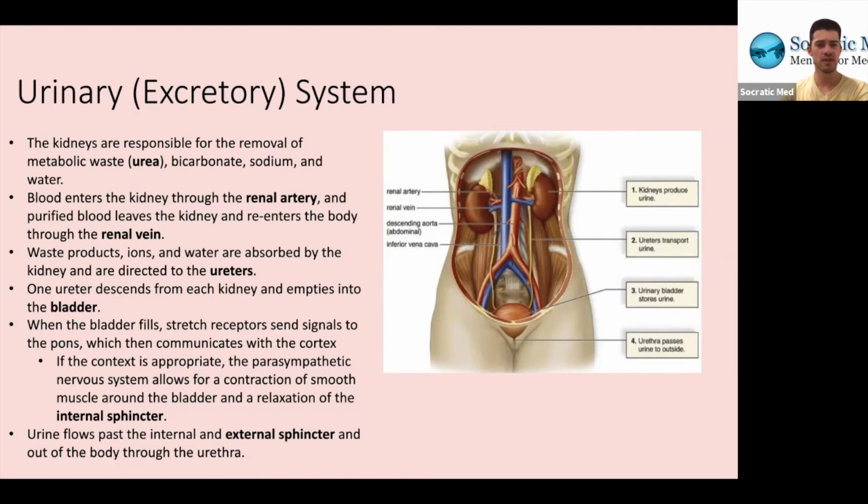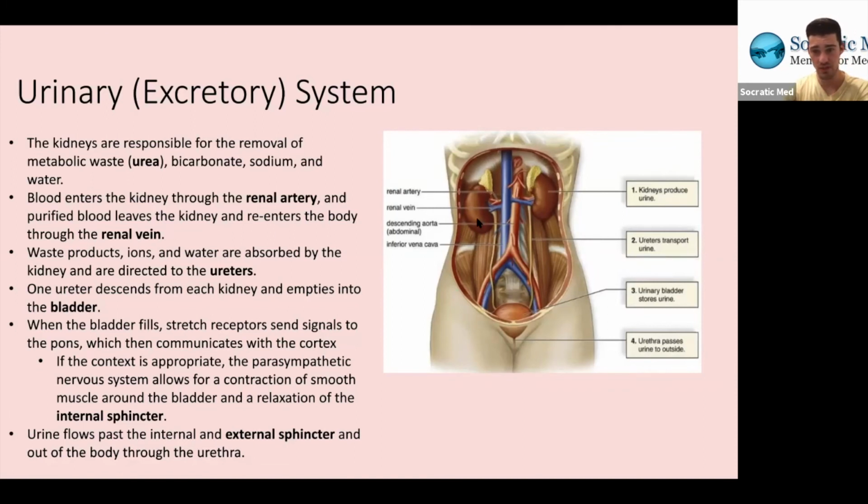So blood enters the kidney through the renal artery, because as we know, arteries carry oxygenated blood away from the heart and to the target tissue. The renal artery's target tissue is the kidney. It brings it in, and then purified blood leaves the kidney and re-enters the body, the systemic circulation, through the renal vein. Waste products, ions, and water are absorbed by the kidney and are directed to the ureters.